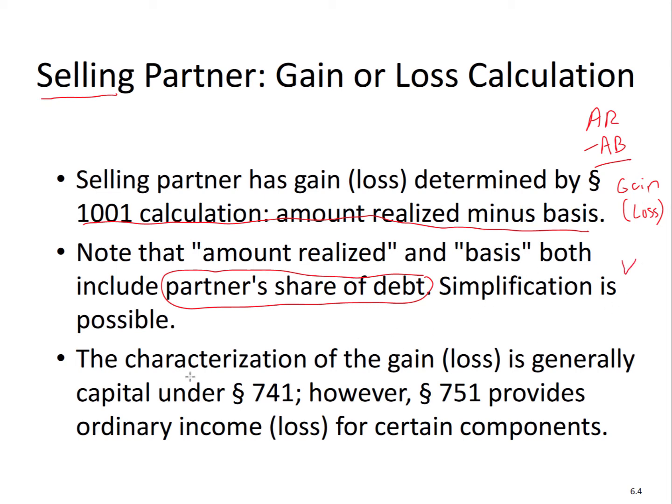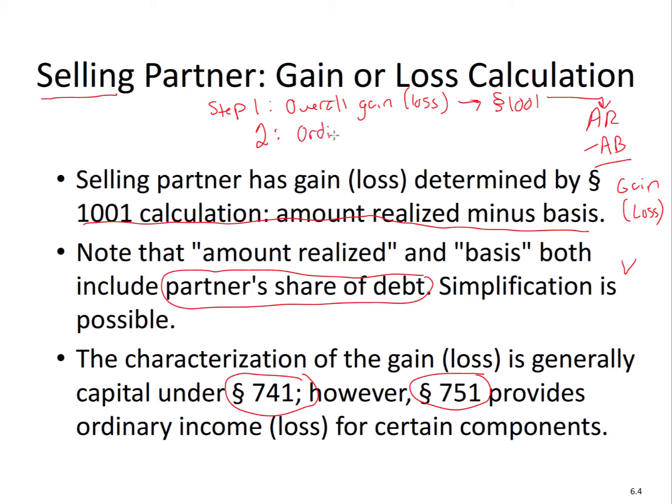Characterization. Once we get the gain or loss, characterization is determined under section 741 or 751(a). There's really a three-step process when you're calculating the gain or loss with respect to the selling partner, and I want you to know these steps. Step one, we calculate the overall gain or loss, which is simply the section 1001 calculation, the amount realized minus adjusted basis. Step two, we determine which portion is ordinary under 751(a), and step three is to take number one minus number two, and that will be your capital gain or loss, which is applied from section 741.